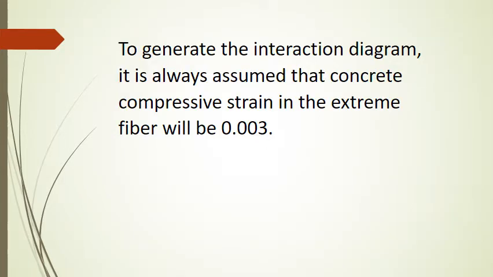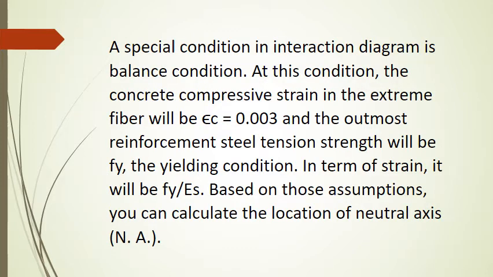To generate the interaction diagram, it is always assumed that the concrete compressive strain in the extreme fiber will be 0.003. A special condition in the interaction diagram is the balanced condition. At this condition, the concrete compressive strain in the extreme fiber will be epsilon c equals 0.003 and the outermost reinforcement steel tension strain will be at yielding, in terms of strain, Fy divided by Es. Based on those assumptions, you can calculate the location of the neutral axis.